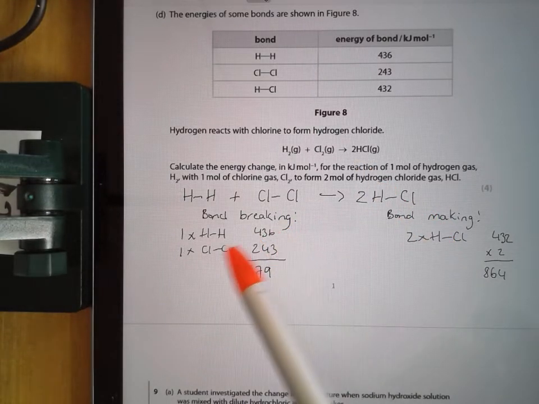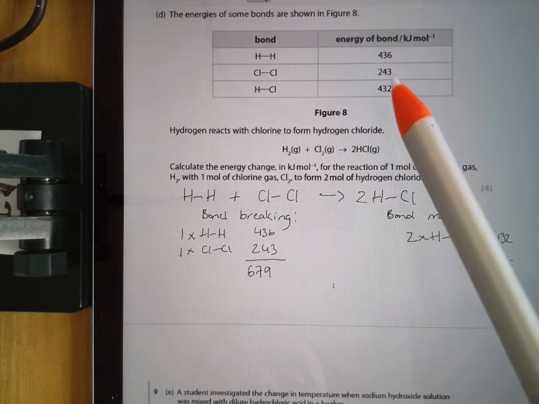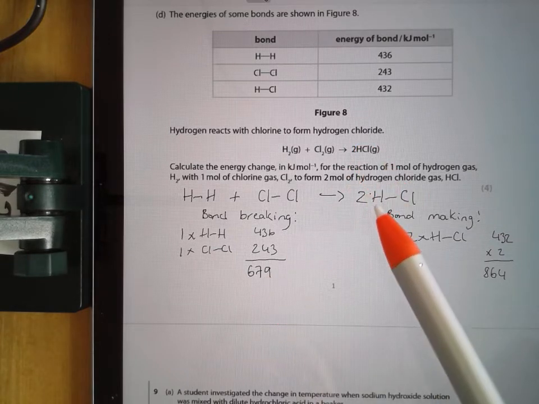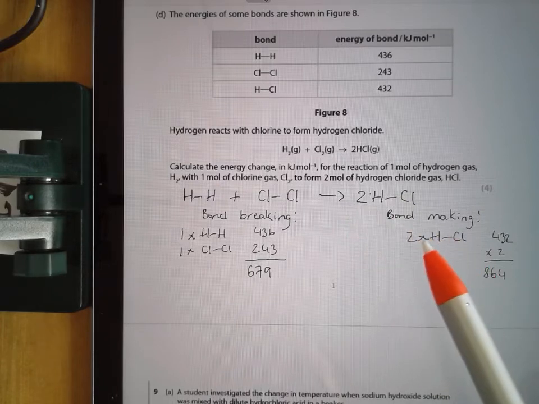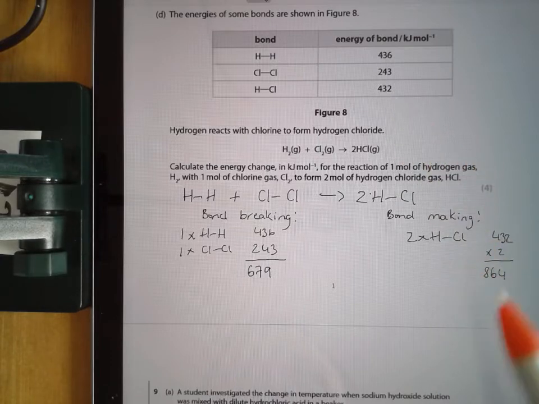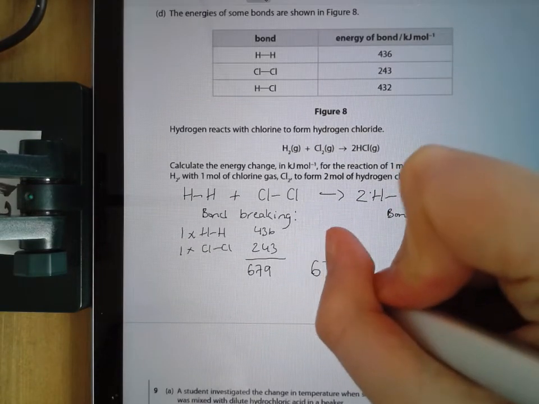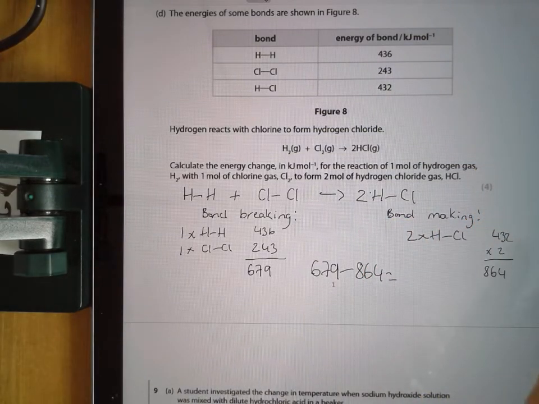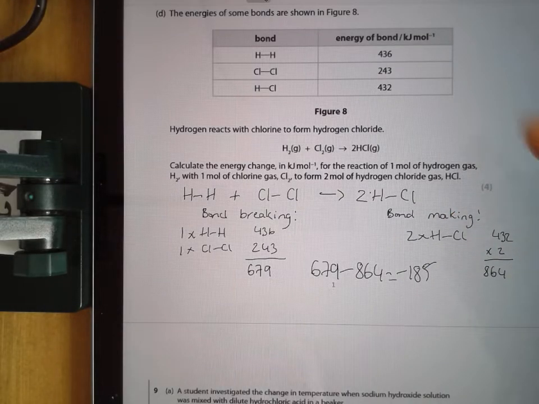So the bonds that I need to break, I've got 1 hydrogen-hydrogen bond to break and 1 chlorine-chlorine bond to break. And I get the values for the amount of energy required to break those bonds right up there. I add them together and I get 679. On the other side, I've got hydrogen chloride, which consists of a hydrogen-chlorine bond, but you're making 2 molecules of hydrogen chloride, so you're going to multiply that value, 432, by 2, and you're going to get 864. To calculate your total energy change, it's going to be 679, your reactants, minus your products, 864, and you end up with minus 185. That tells me it's an exothermic reaction.